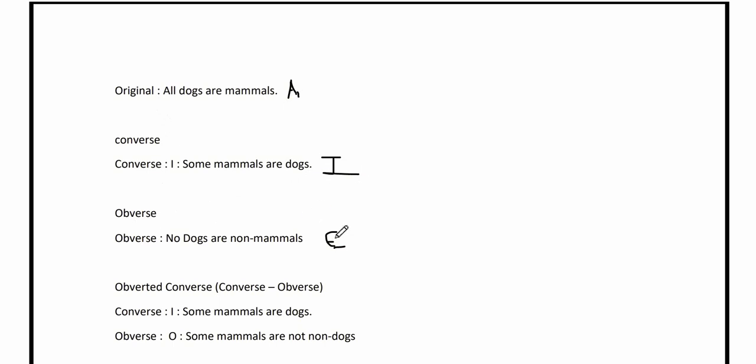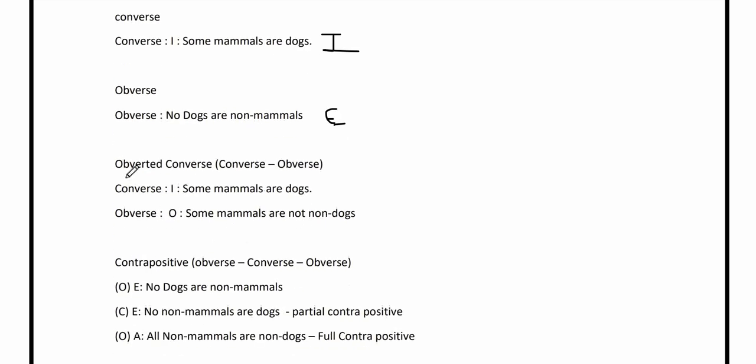So A goes to E in obverse, and the "all" becomes "no," because an E proposition starts with "no," and the subject will remain. "Dogs are..." the predicate will become its complement. So mammals will become non-mammals. This is as simple as it gets.